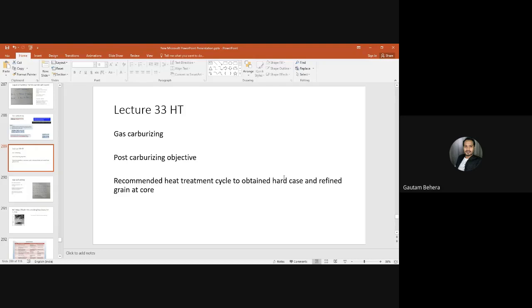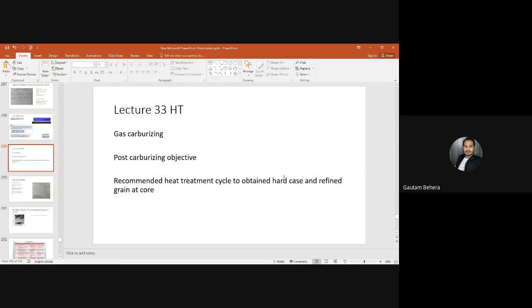And also in the previous lecture, we have discussed the types of carburizing. That is solid carburizing, liquid carburizing, and gas carburizing. Solid carburizing is also called pack carburizing, and the other carburizing, liquid and gas. And the difference between them is what? The medium we are using as a carburizing medium, or the carbonaceous material which we are using to make the sample carburized, right? So, now already we have discussed the solid carburizing and liquid carburizing.